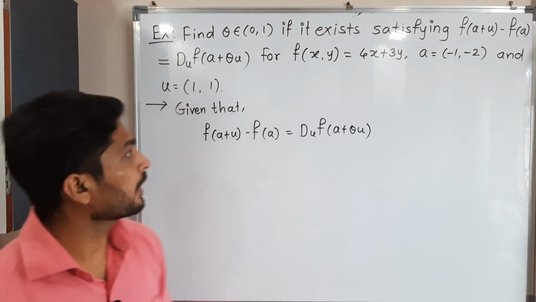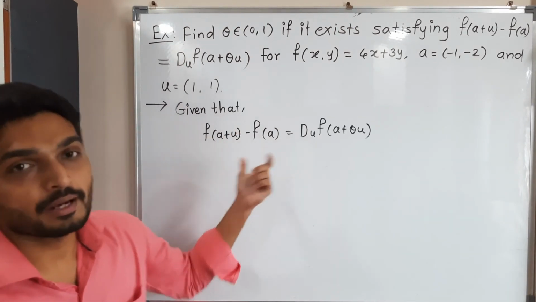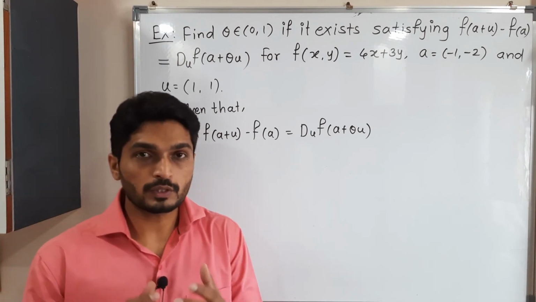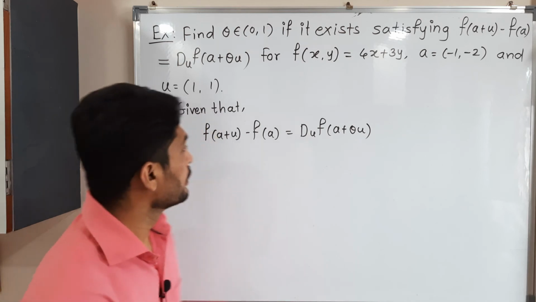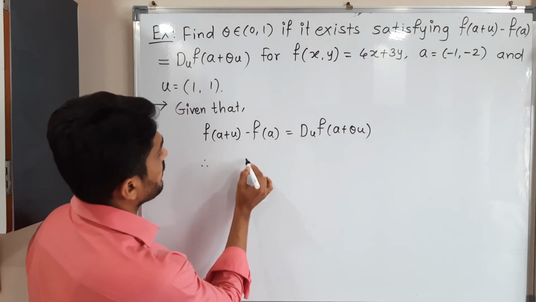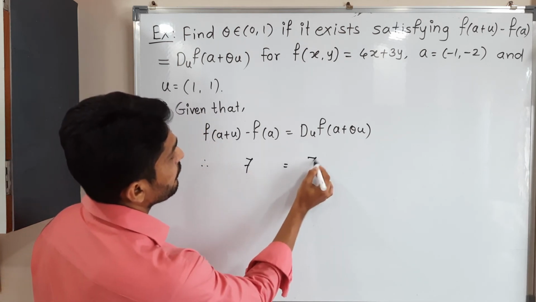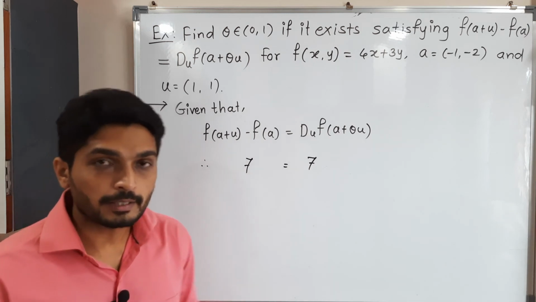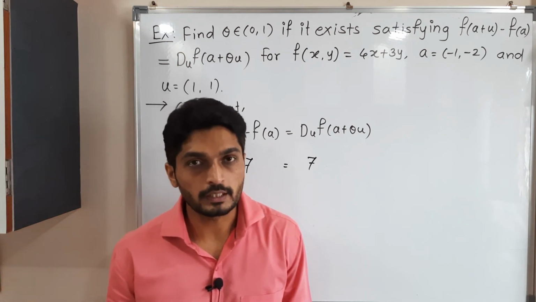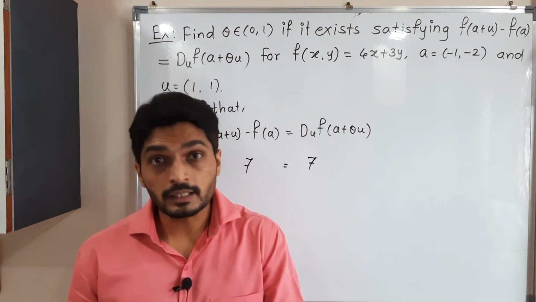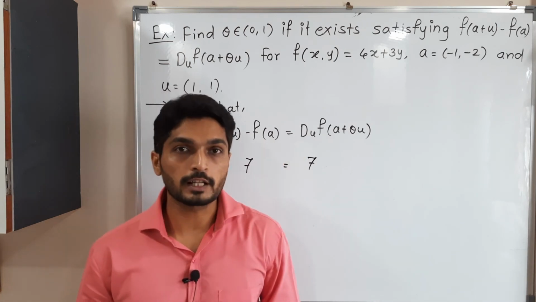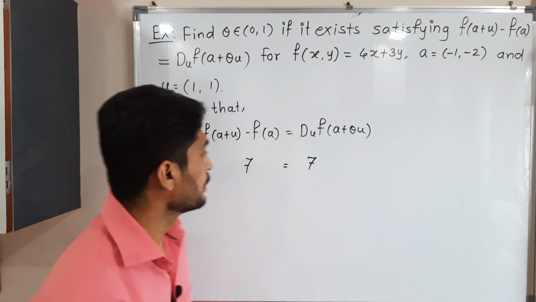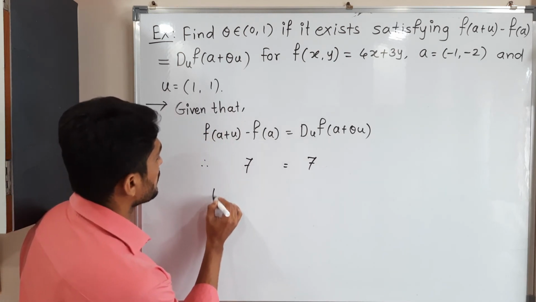Okay, but the given thing is we have this equality. We have solved this left hand side and right hand side, and we have got their values also. So here we have calculated the value of left hand side is 7 and value of right hand side is also 7. That means both of them are equal. It indicates this equality is true for each value of theta lies between open interval 0, 1. So therefore I will mention it is always true.